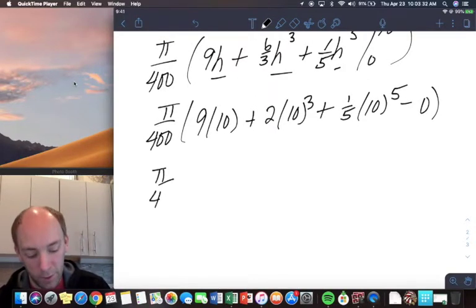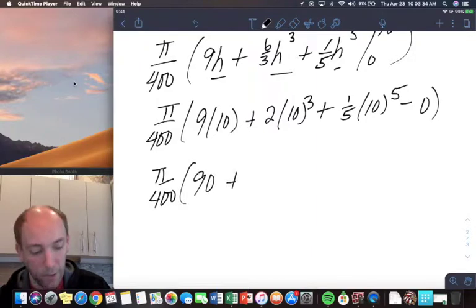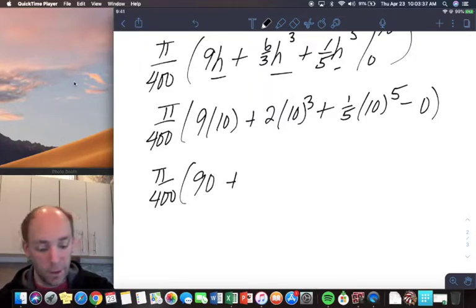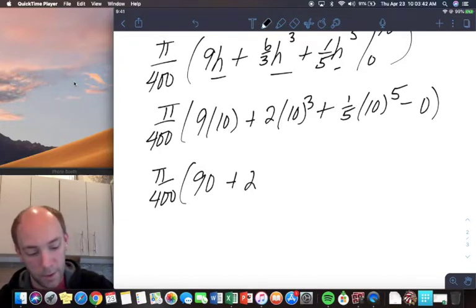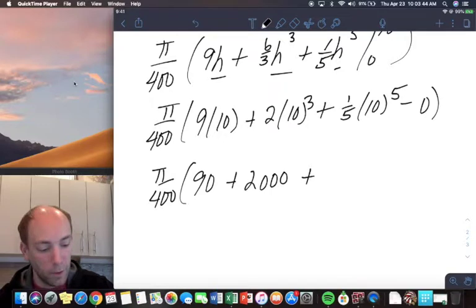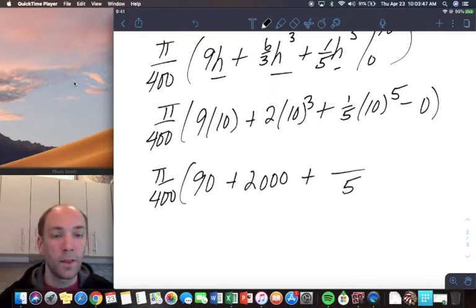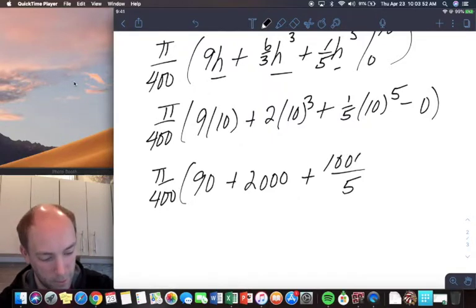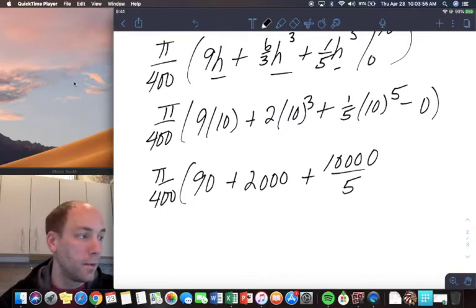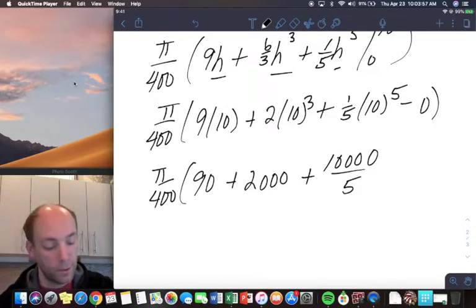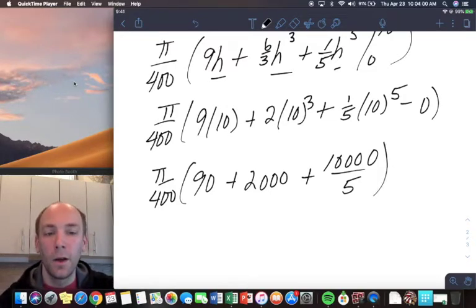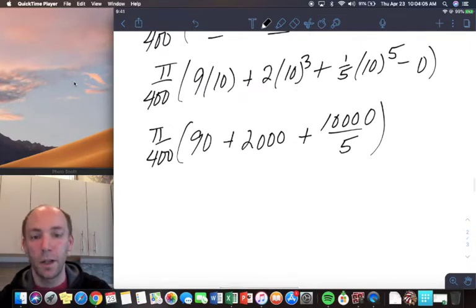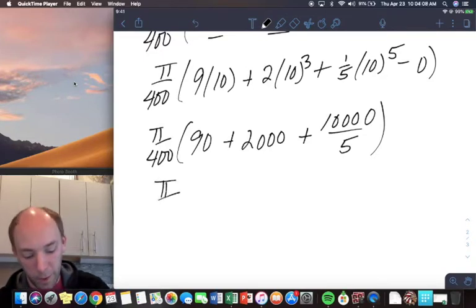Pi over 400 times 90 plus 10 cubed would be 1,000, times 2 would be 2,000, plus 1/5 times 10 to the 5th, which is 100,000. No, 10 to the 5th is 100,000, so that's 1/5 of 100,000. Let's keep going, seeing if we can simplify this. I know we don't necessarily have to, but again, it's good practice. So pi over 400.